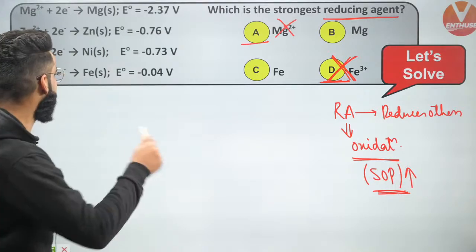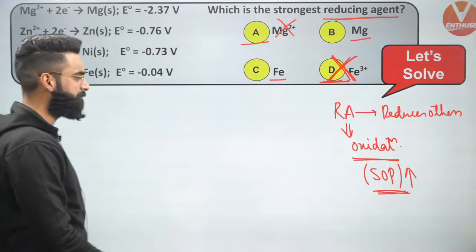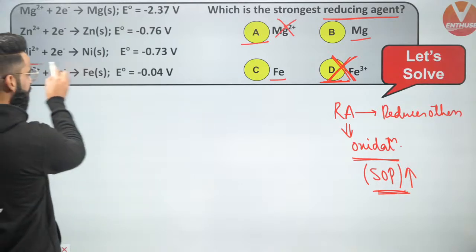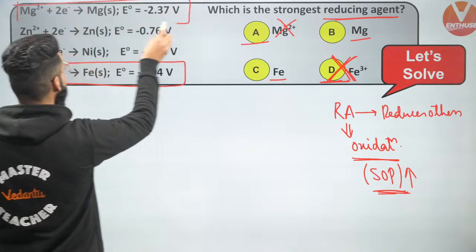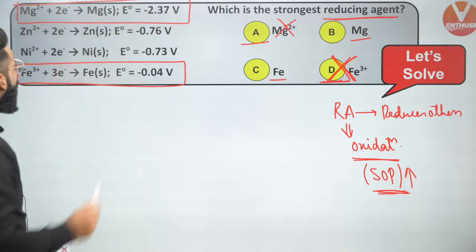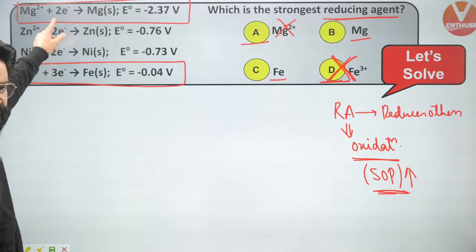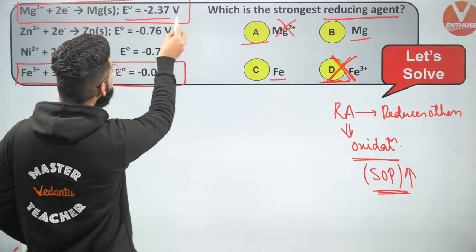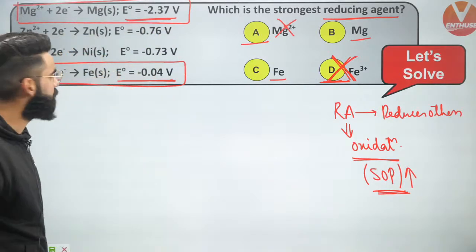Right? See guys, let's get to know among iron and magnesium, which one is having the maximum standard oxidation potential. For iron, I need to consider this reaction. For magnesium, I need to consider this reaction. First of all, are these reactions the oxidation reactions or reduction reactions? These are the reduction reactions because electrons are being gained right here. So, which potentials are these? I'll say these are standard reduction potentials right here.